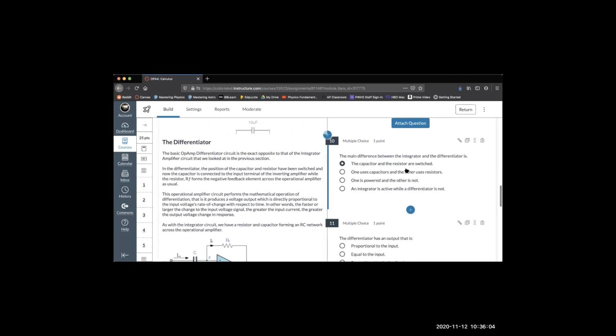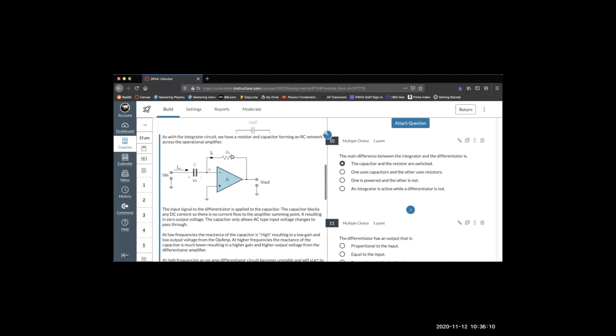Now the differentiator. I had an integrator, now I have a differentiator, and the main difference is that the capacitor and the resistor are switched. Look, I have the resistor over the top now and the capacitor on the lead-in. So I've reversed the order of those, and that's going to reverse the behavior of the thing. If I put a triangle wave in, I'm going to get a square wave out. It does the opposite of integration, which, as those who study calculus know, is differentiation.